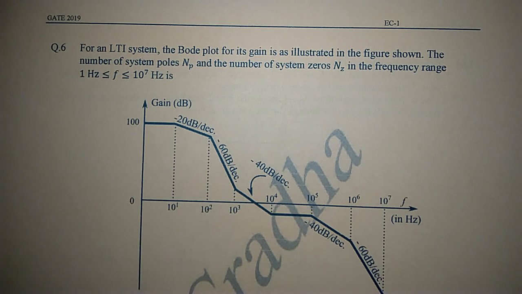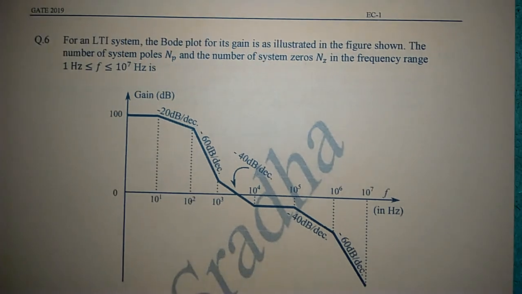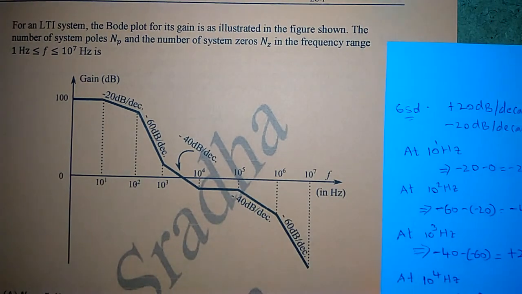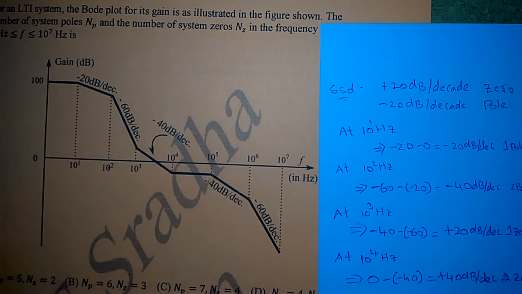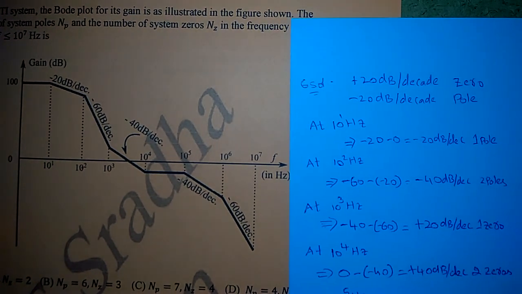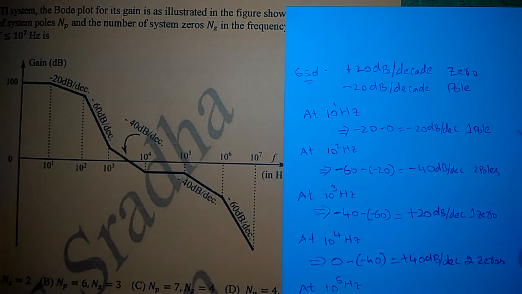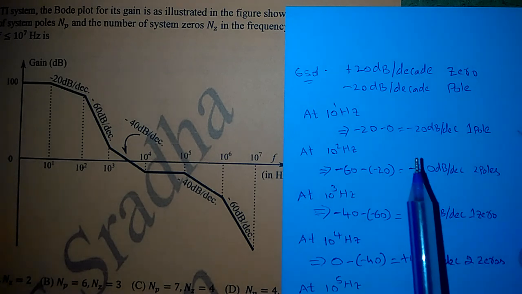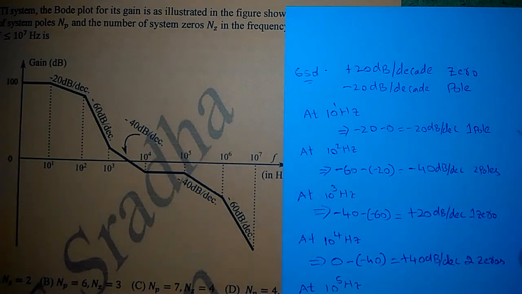This is the sixth question from GATE 2019 ECE paper. In this question, they have given the Bode plot of some LTI system and they are asking the number of zeros and number of poles. It is a very simple question. Why? Because there is a logic that if the slope deviation is plus 20 dB per decade, it represents one zero. Similarly, if the slope deviation is minus 20 dB per decade, it represents a pole. So if we observe the deviations in the slope, we can find the number of poles and number of zeros.